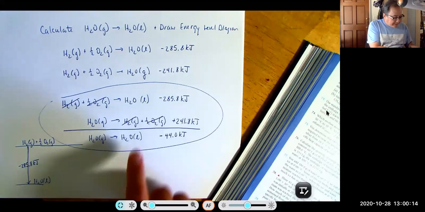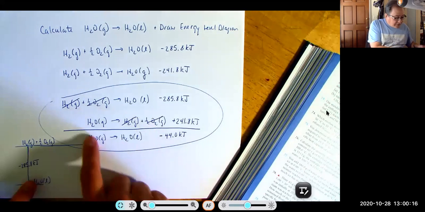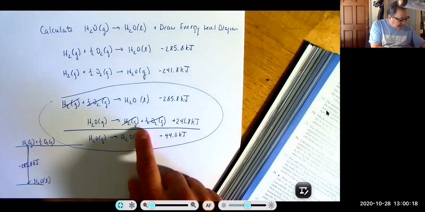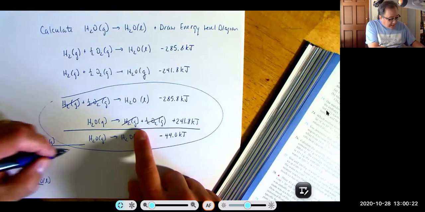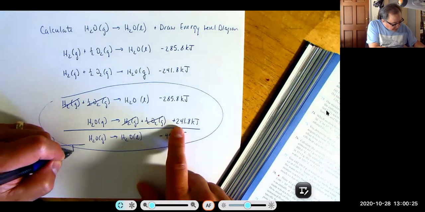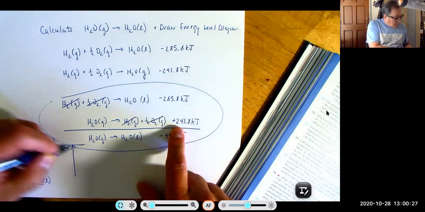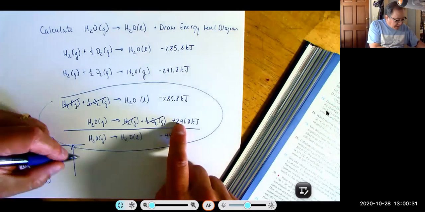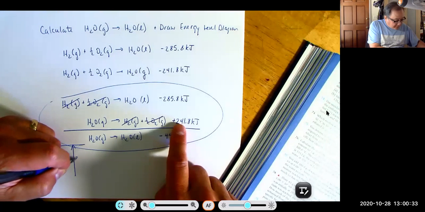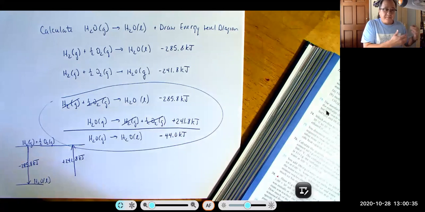Now I'm going to incorporate this guy. And for this guy, you can see that I want to end up at H2 and half O2, and it's a positive, so I'm going to draw an arrow going up. Now, why is this arrow shorter than that one? And the answer is because it's only positive 241.8 kilojoules. It's not positive 285.